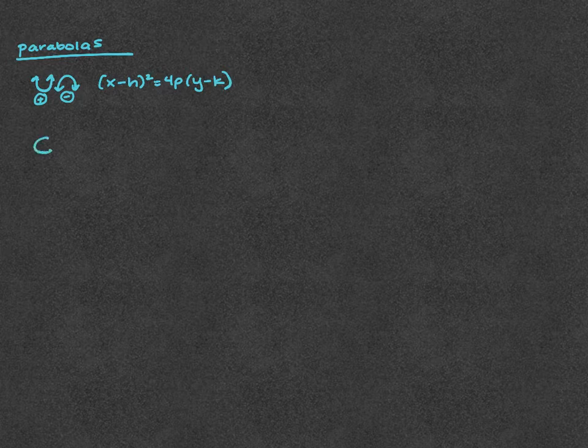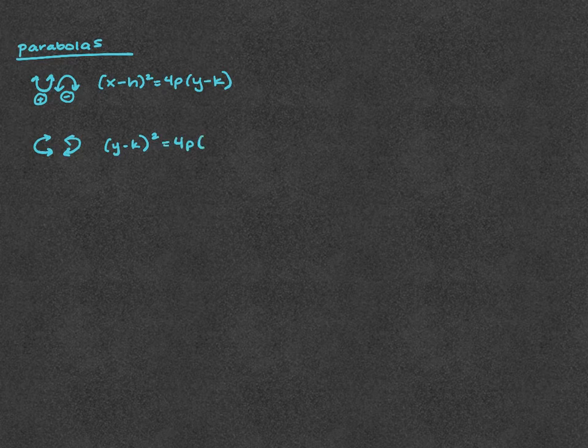If it's a negative 4p, it opens down. Then you've got your parabolas that point right or left, and these are your y squared ones. So (y minus k) squared equals 4p(x minus h). If it points right, again, it's positive 4p. If it's left, it's a minus 4p. So you're going to get questions on parabolas that have you graph the parabola based on the equation, and then you're also going to get ones that give you the information and you're going to find the equation. So both directions, just like the quiz was.